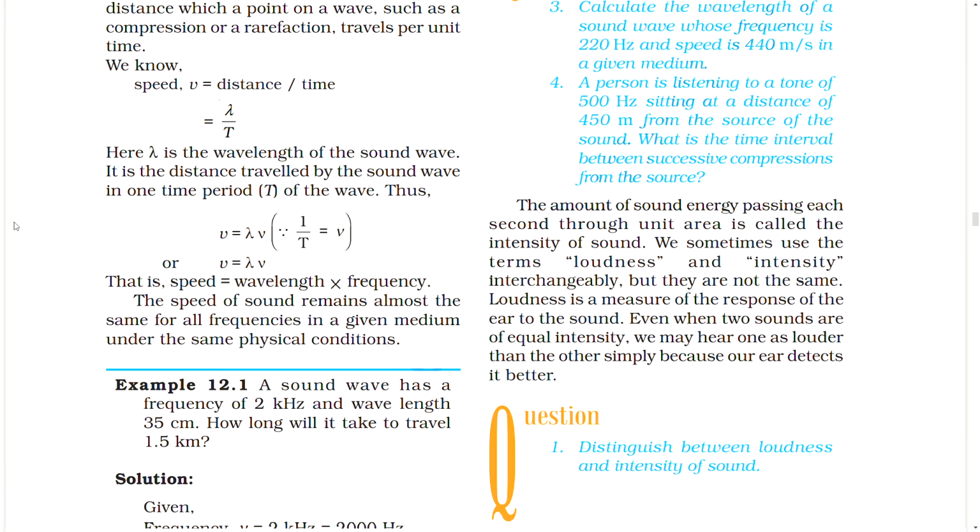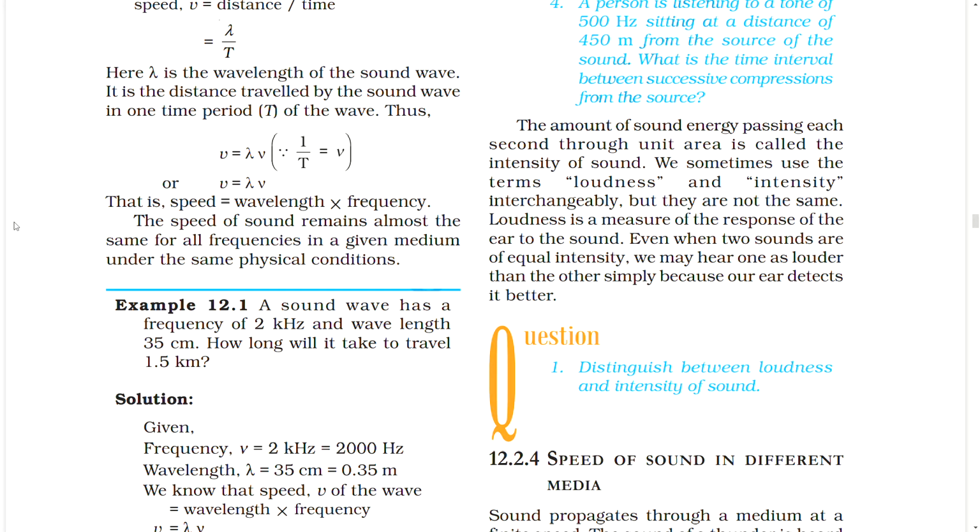The amount of sound energy passing each second through unit area is called the intensity of sound. We sometimes use the terms loudness and intensity interchangeably, but they are not the same. Loudness is a measure of the response of the ear to the sound. Even when two sounds are of equal intensity, we may hear one as louder than the other simply because our ear detects it better.